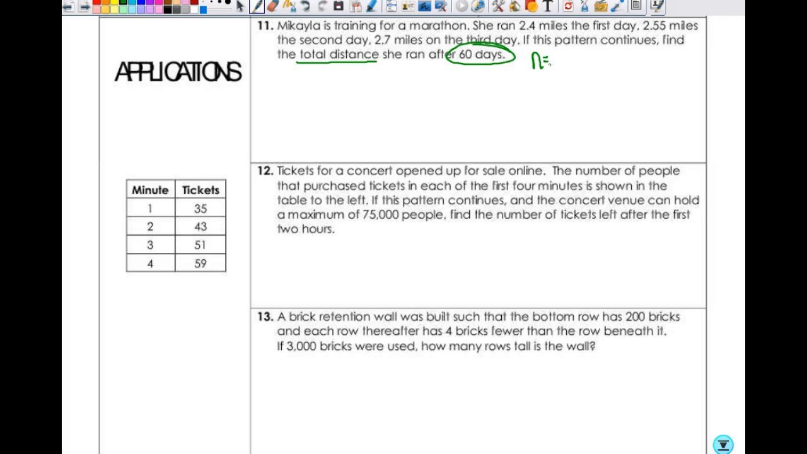n is 60, right? Because I went the 60 days. A1 would be what she ran the first day, which is 2.4. I'm going to need A60, but in order to find that, I'm going to need D. What is D? 0.15. Okay, good. So then A60 is going to be equal to 0.15 times 60 minus 1 plus 2.4.